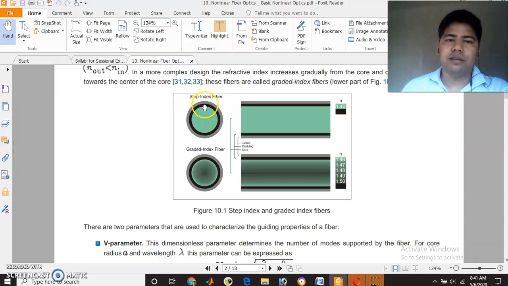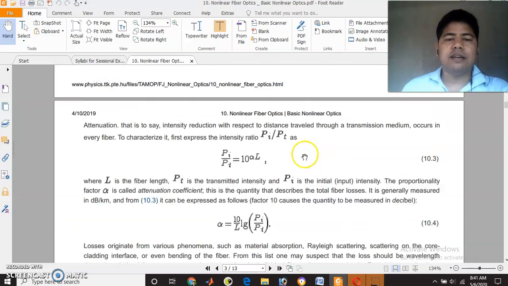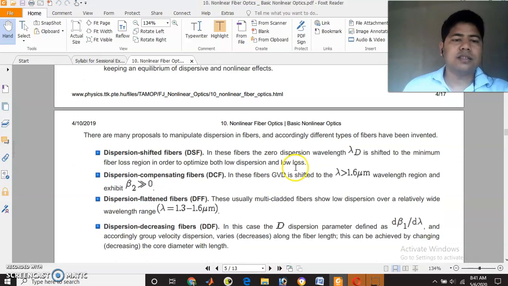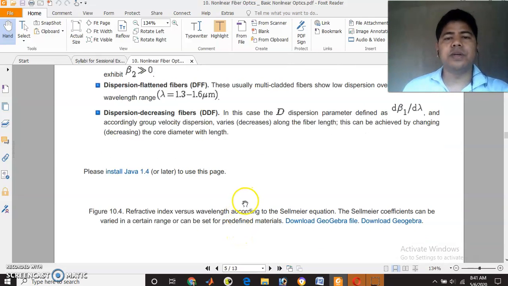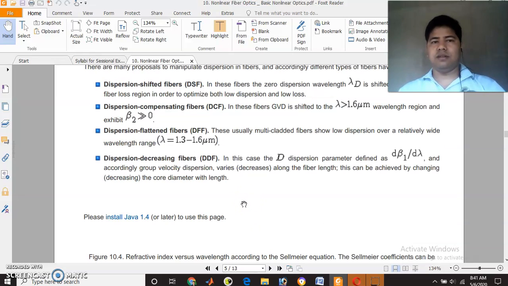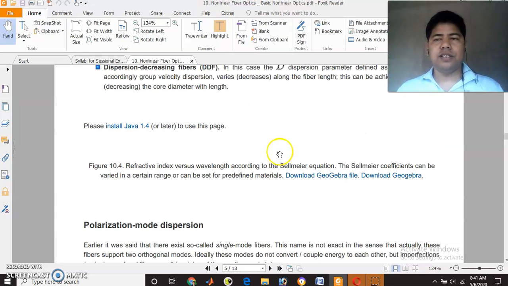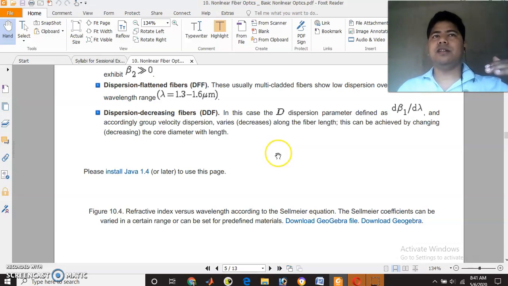If we change the diameter of this core, then our dispersion will change, and that is called the dispersion decreasing fiber. So dispersion can be decreased here. This way we can have different kinds of fiber with different kinds of dispersion, to manage dispersion. And dispersion is important. If you have a very low dispersion at its zero dispersion wavelength, then it will give us a better effect on the pulse.